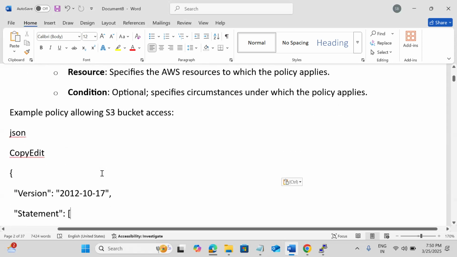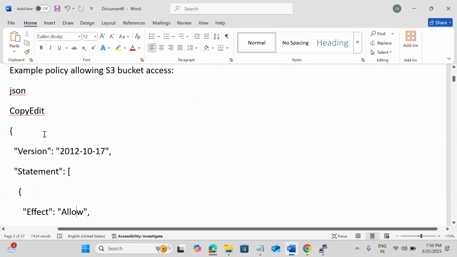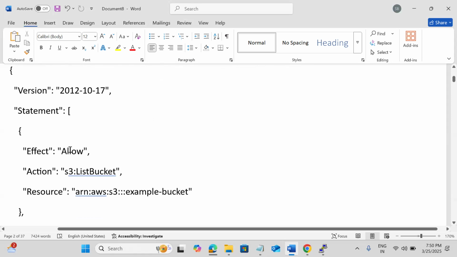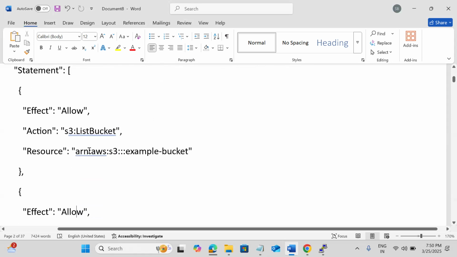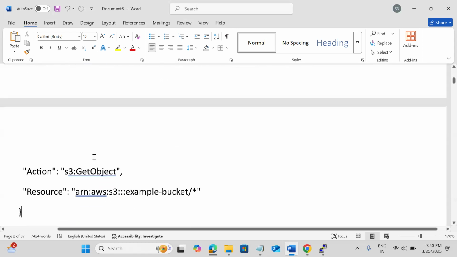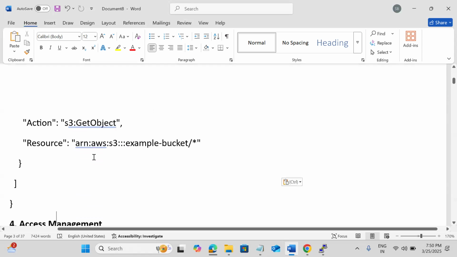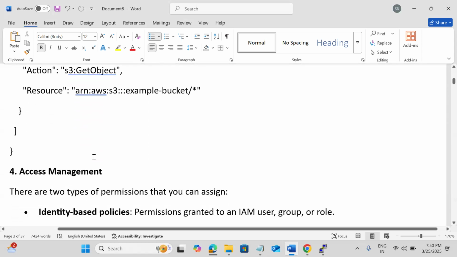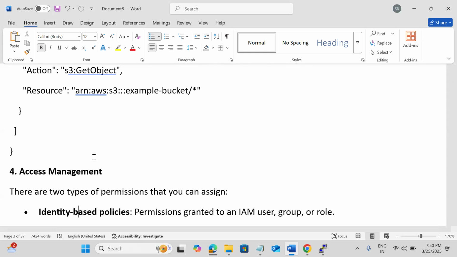Now here, this is the version of the JSON, and I'm going to give allow to maybe list buckets, whatever list of buckets we have, and in this resource. Then get object, I can retrieve the resources in the bucket also. So like this, I can't delete those because I don't have the permission. So this is one example of a policy. We'll discuss more on the policies also.